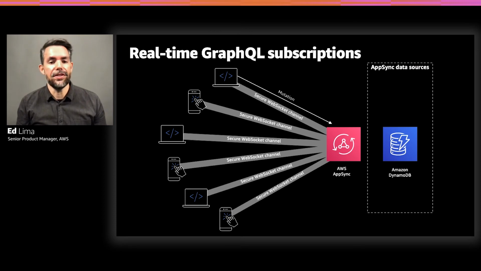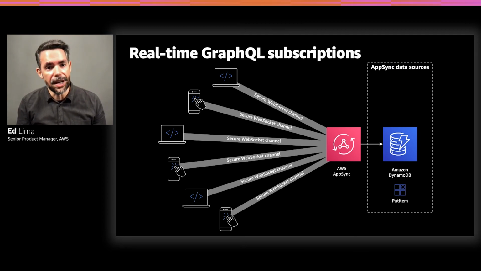If a client executes a mutation, for instance, create order or create message or update comment or delete task, it reaches a single GraphQL API endpoint in AppSync. AppSync will then perform authorization checks and execute any business logic defined in the resolver, then send a request to DynamoDB to create an item in the table.